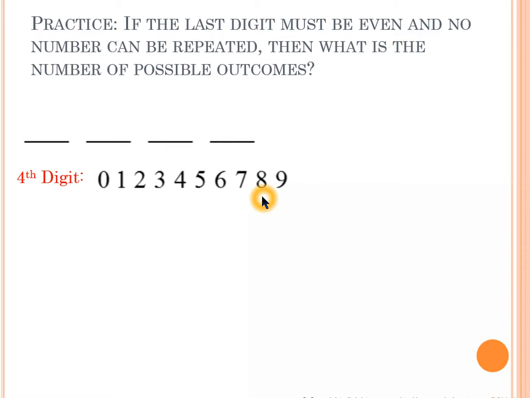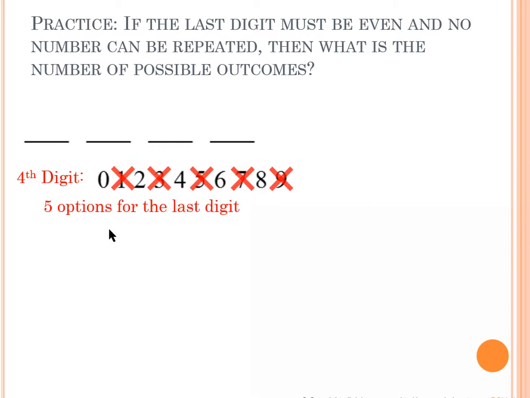So let's take a look at the possible choices that we could have. Normally we have 10 digits, but the last digit must be even. So once again, it can't be 1, 3, 5, 7, or 9. So if it's even, we have 5 options for the last digit. It could be 0, 2, 4, 6, or 8, for a total of 5 options.